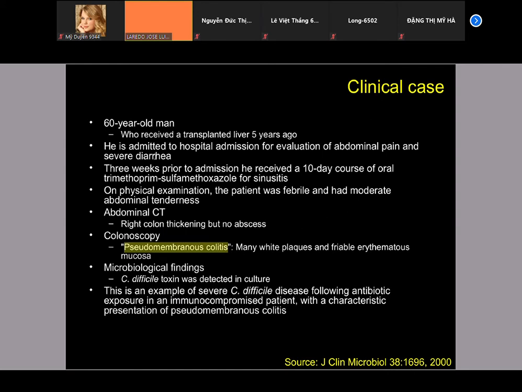The patient has diarrhea. So we take a stool sample and we send the stool sample to the laboratory of microbiology. And what do we find? In the sample, Clostridium difficile grows. And this Clostridium difficile is producing toxins. This is a typical clinical case of a patient infected with Clostridium difficile. Typical case of a patient immunocompromised that has been taking antimicrobials.